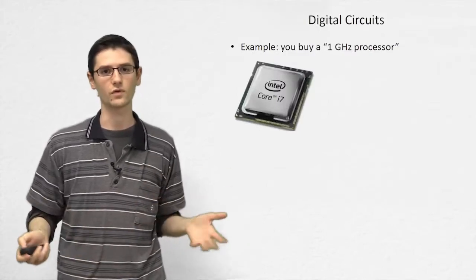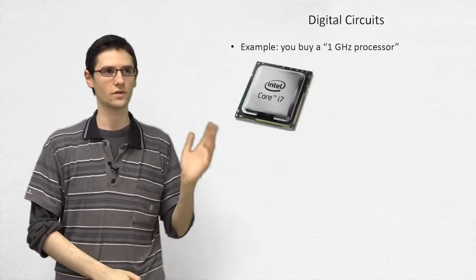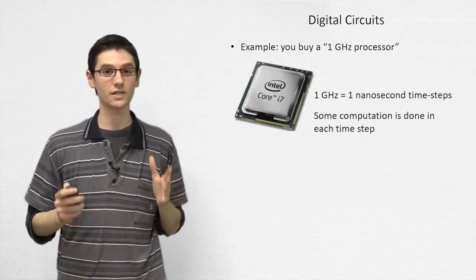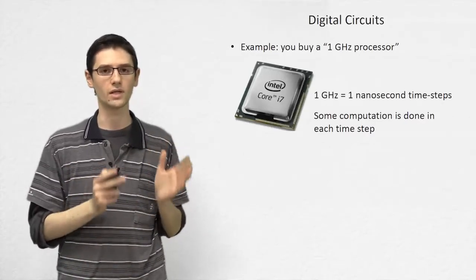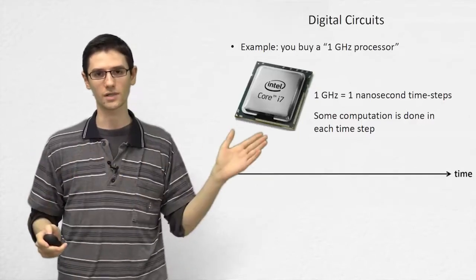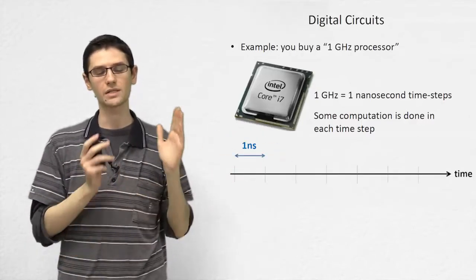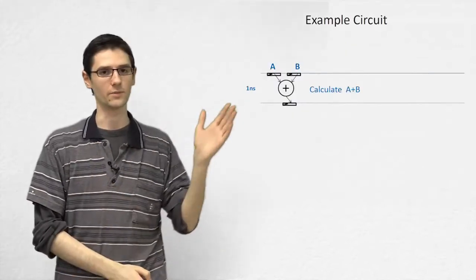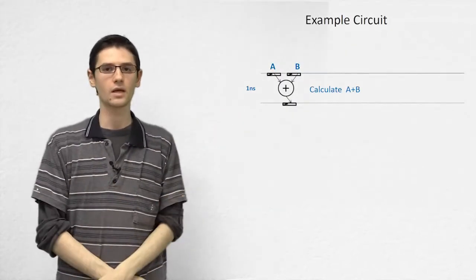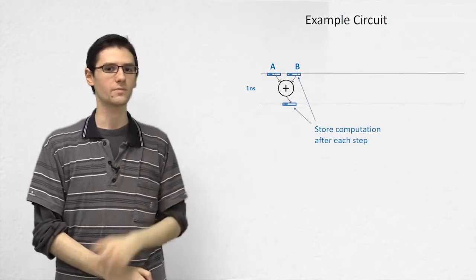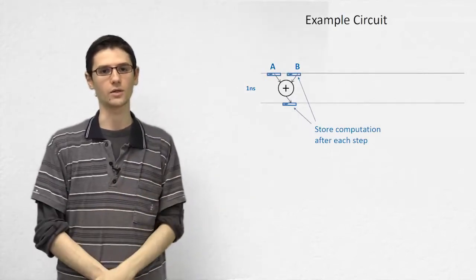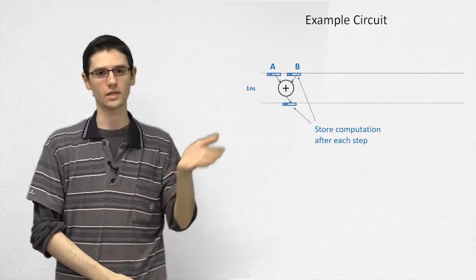So let's start with a quick review of digital circuits. Let's say you go to Future Shop, you buy a 1 gigahertz processor. What does that mean? It means that every computation that this circuit does is broken up into 1 nanosecond intervals. So across time we're doing lots of computations, but each is scheduled in a 1 nanosecond window. So for example, let's say we have this circuit. It calculates A plus B. These symbols at the inputs and outputs are called registers, and they just store the computation after every step or every clock cycle. Okay, so in 1 nanosecond we can calculate A plus B.